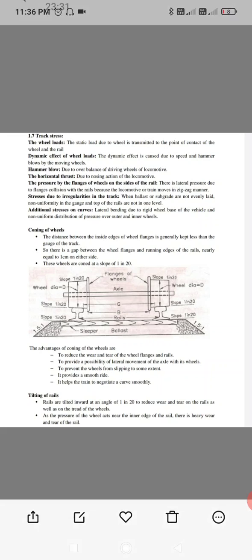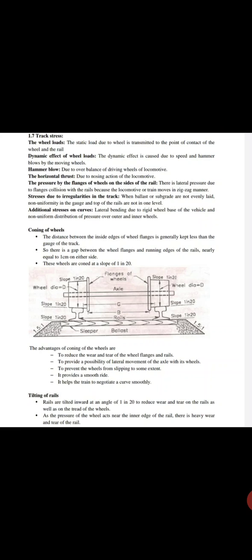Track stresses. The wheel load, the static load due to the wheel, is transmitted to the point of contact of the wheel and the rail. Dynamic effects of wheel load. The dynamic effect is caused due to the speed and the hammer blows by the moving wheels.